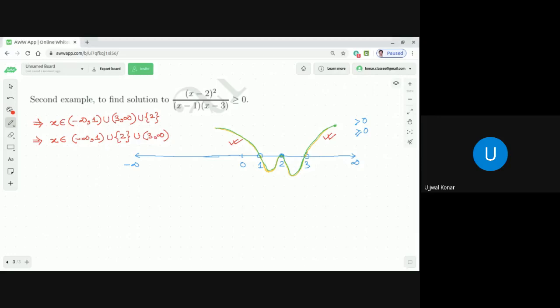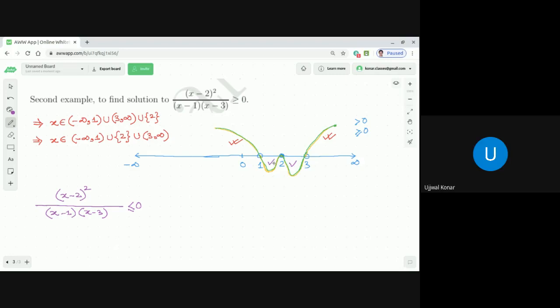Now suppose the question is given like this, let me use a different color, that we need to find x minus 2 whole square divided by x minus 1 into x minus 3 is less than or equal to 0, for example. Not a big deal. What should we concentrate on? We should concentrate on where the curve is below the number line, the portion of the curve which is below the number line. Correct or not?